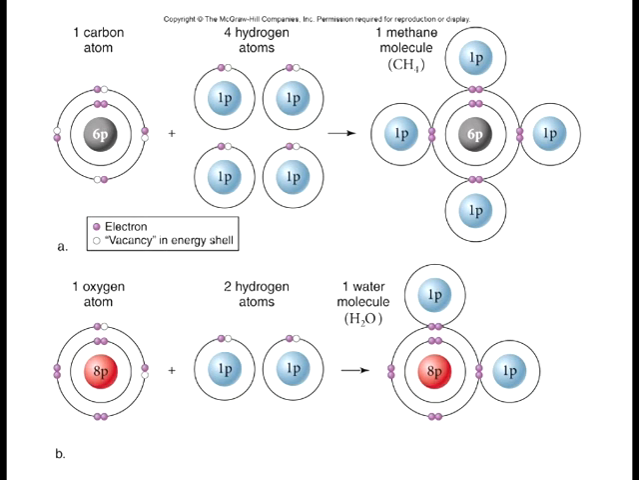So here's a simple example, methane. Methane is CH4. What happens is carbon, having 4 vacancies, needs to share electrons with other atoms it comes in contact with in order to become stable.